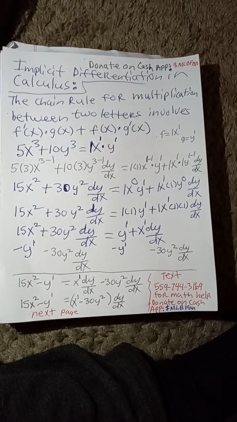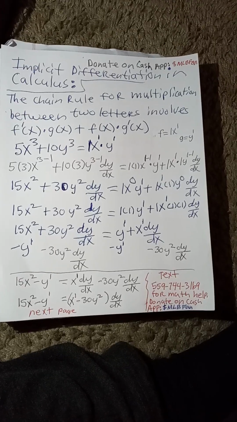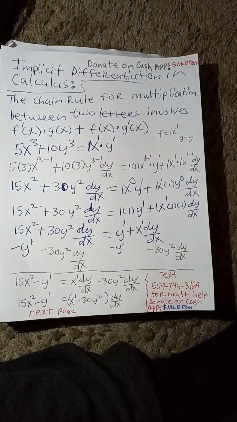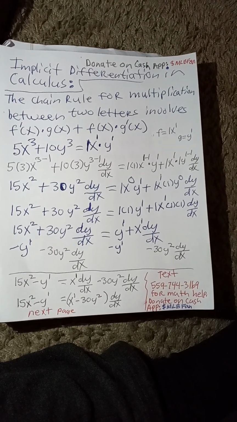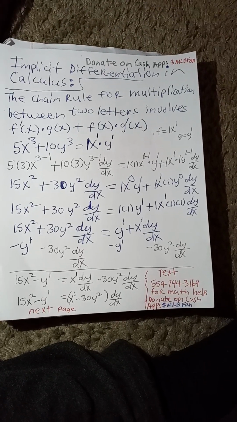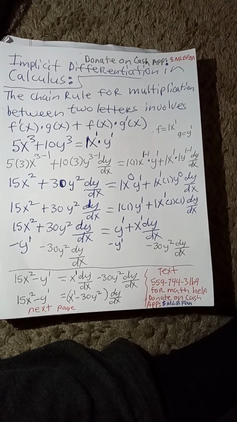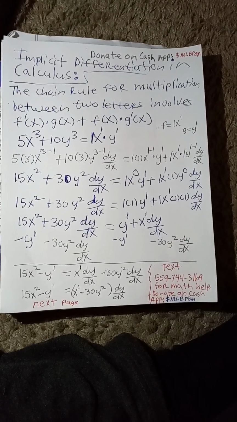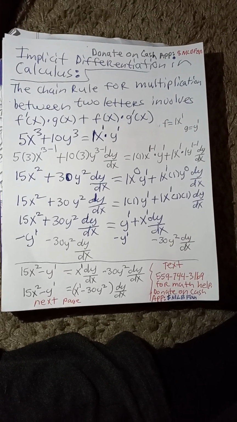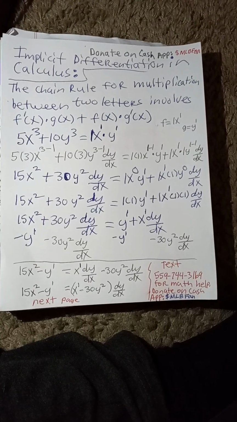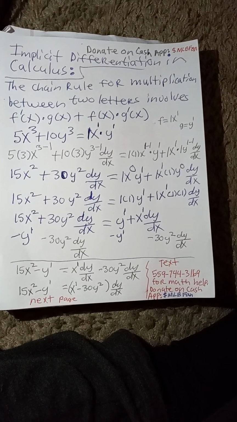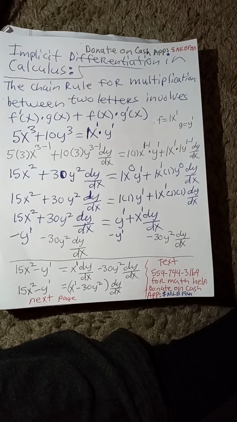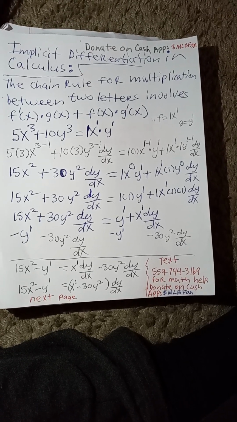On the left-hand side of the equation, we will calculate the derivative by taking the exponent and multiplying by the coefficient and subtracting 1 in the exponent area. So 5x to the third power plus 10y to the third power equals 1x to the first power times y to the first power.